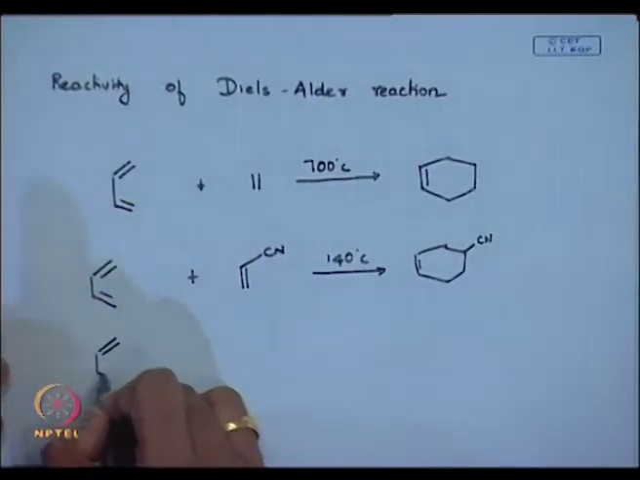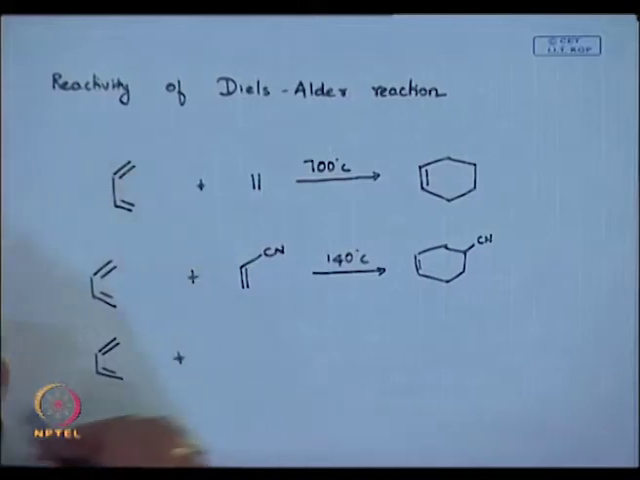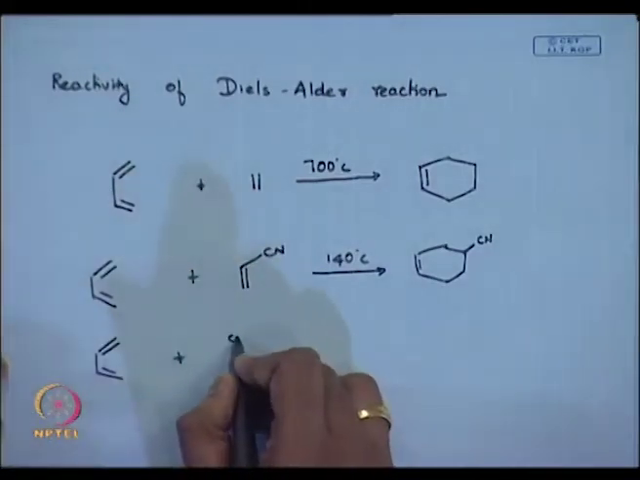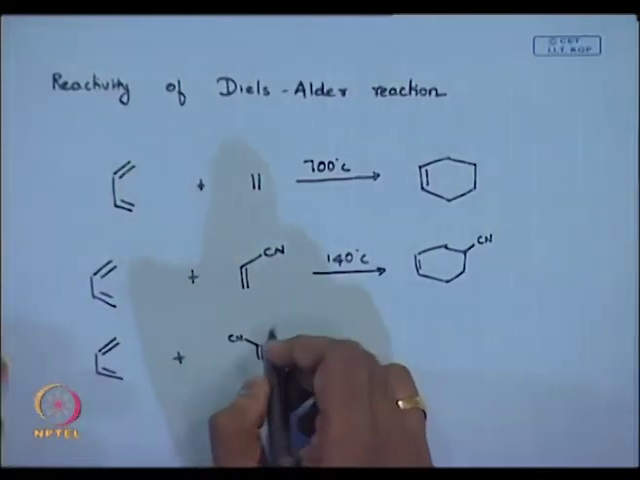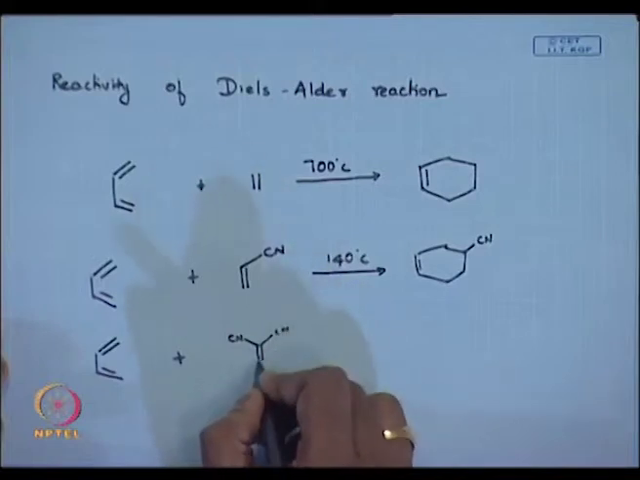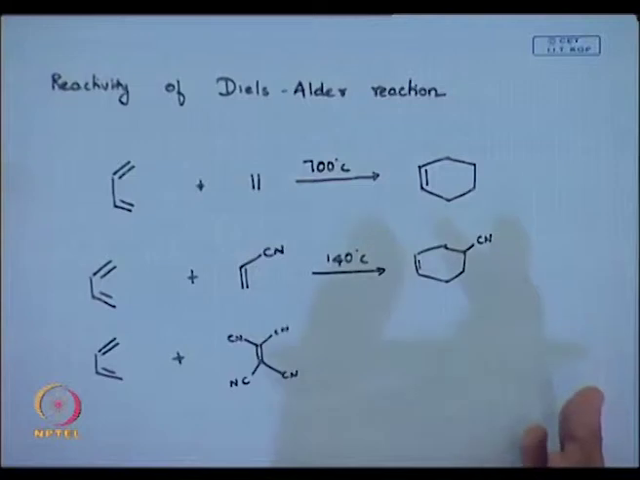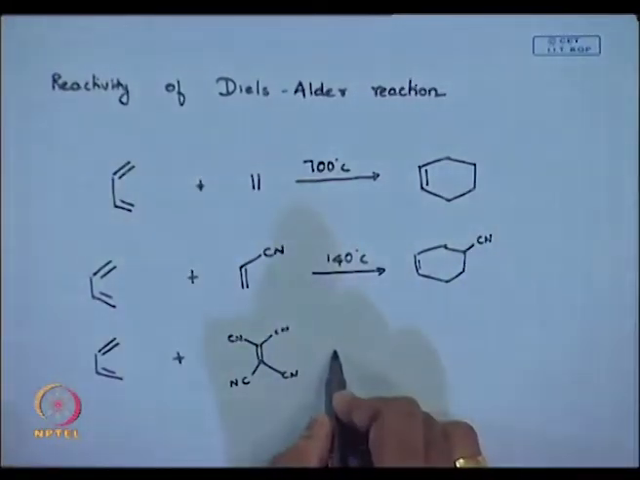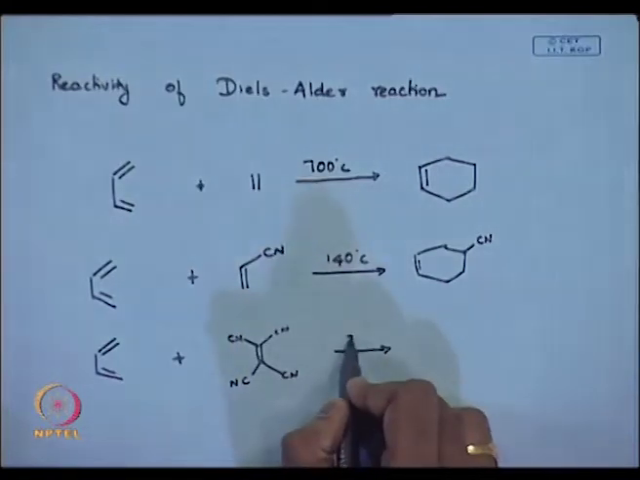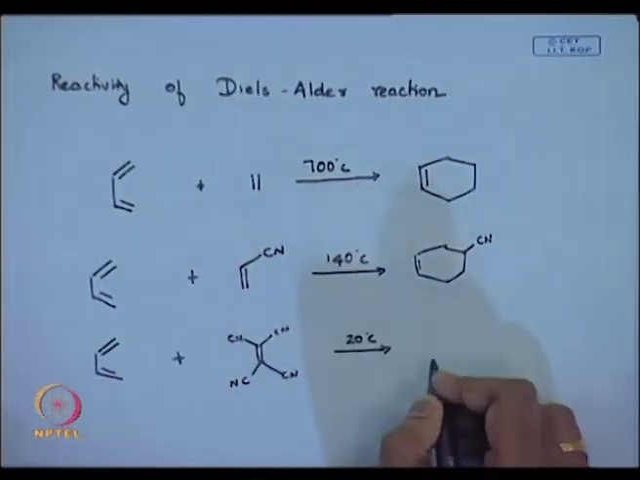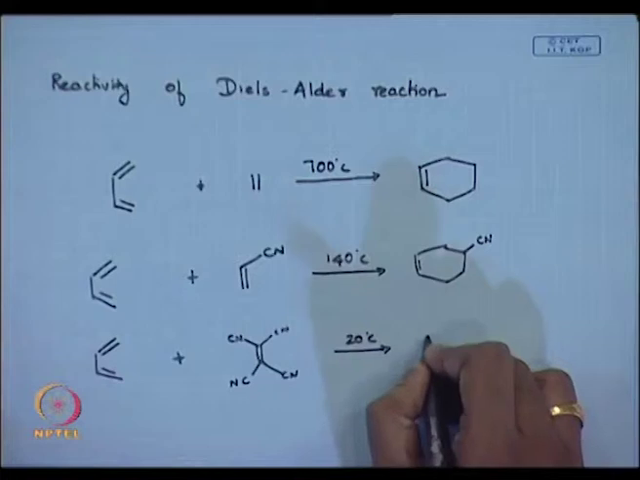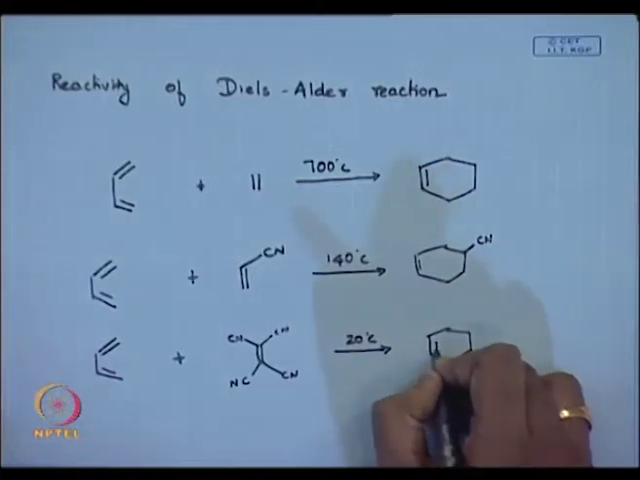Another interesting fact is that if I take the same cyclic butadiene, but with a very good dienophile, like tetracyano, all electron withdrawing substituents, you can see this reaction goes in only 20 degrees Celsius, and you get this very interesting product.